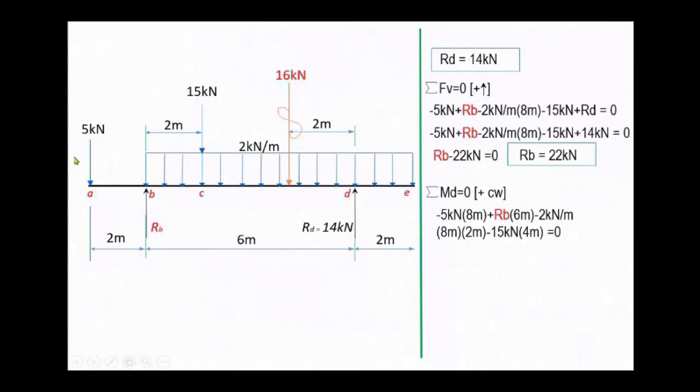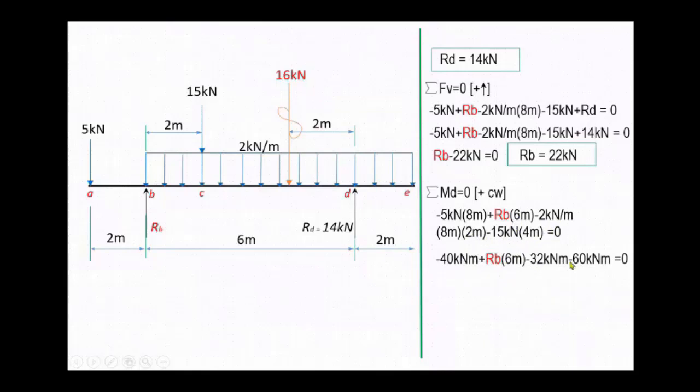So we have here 5 kilonewton times 8, negative since it is counterclockwise. Then positive R sub B times 6 meters, since the distance is 6 meters from point D, minus the uniformly distributed load, 2 kilonewton per meter times 8. The resultant is in the middle of the 8 meters, so 4 meters, so we have 2 meters from point D. So 2 times 8 times 2, then minus 15 kilonewton times 4 meters equals 0.